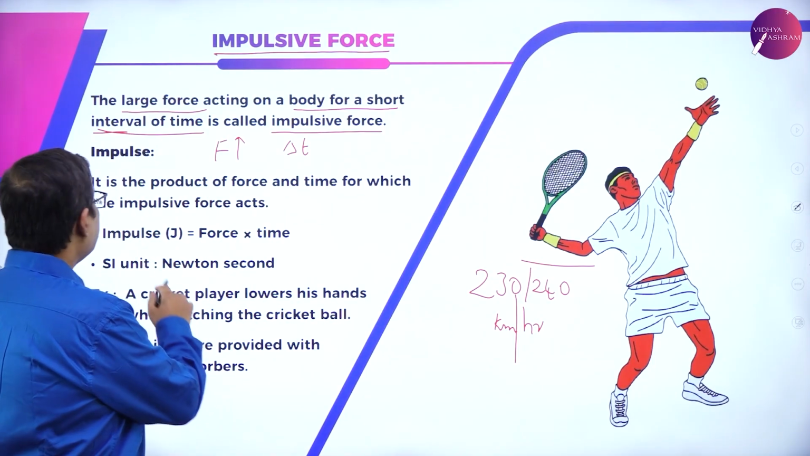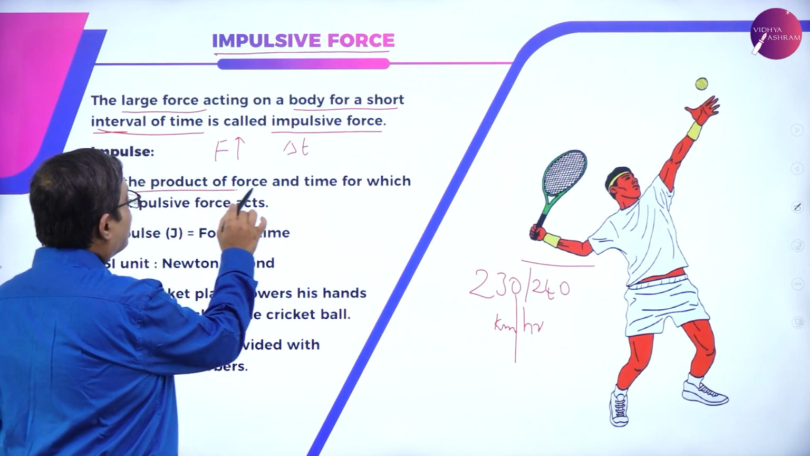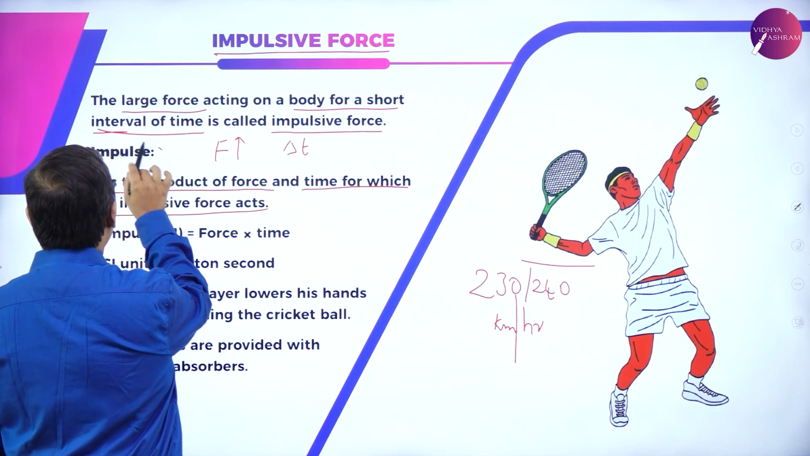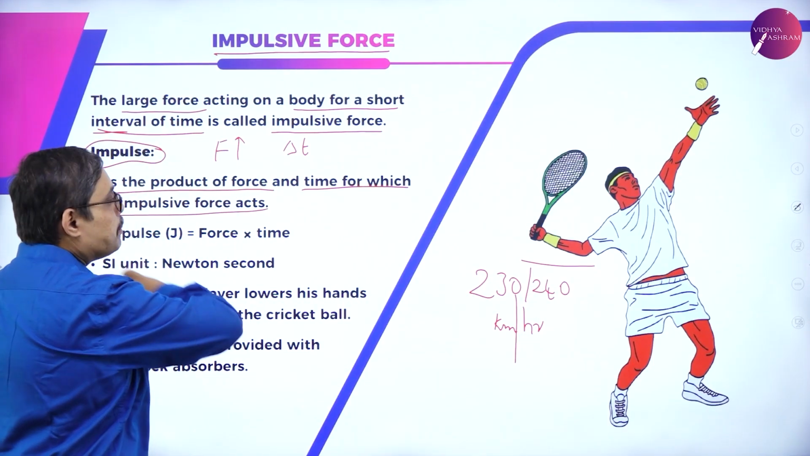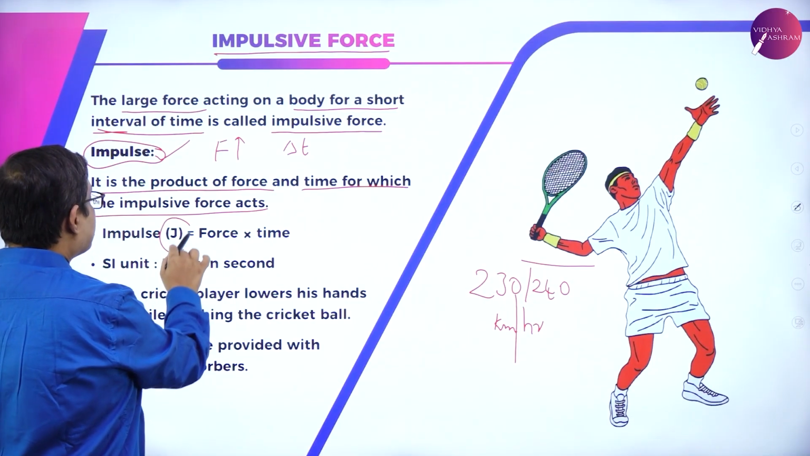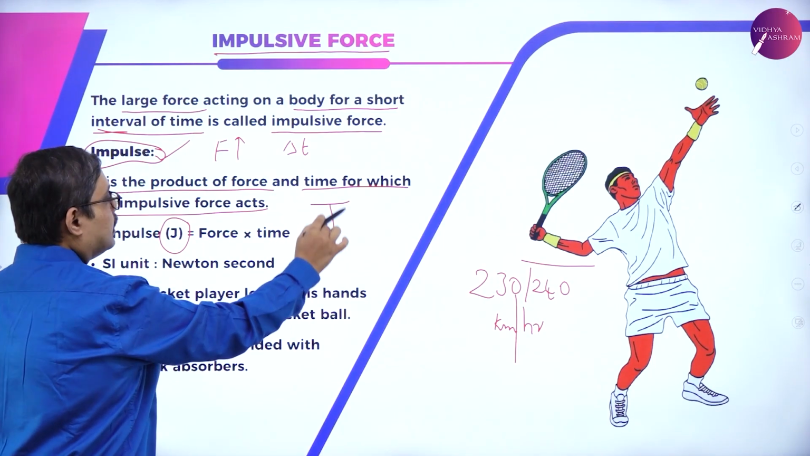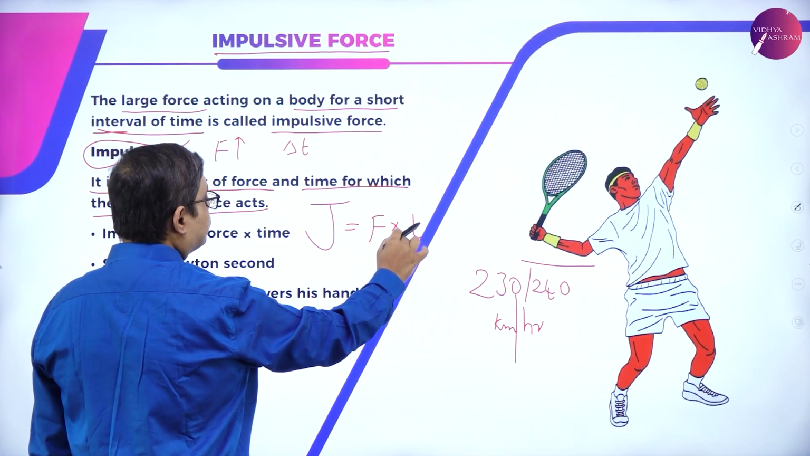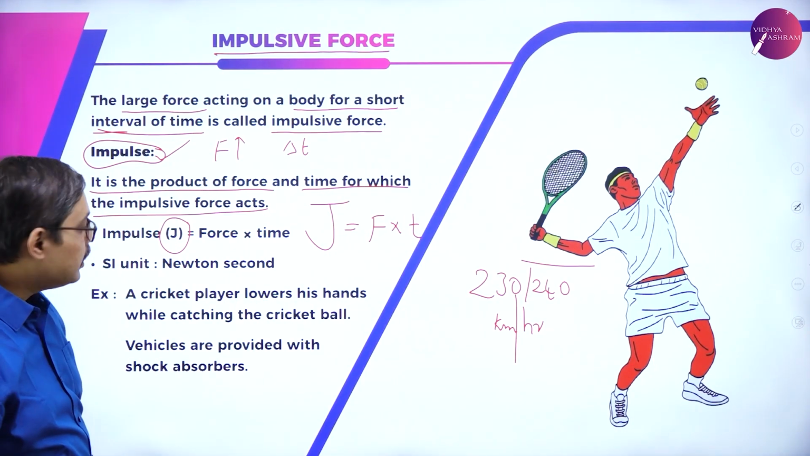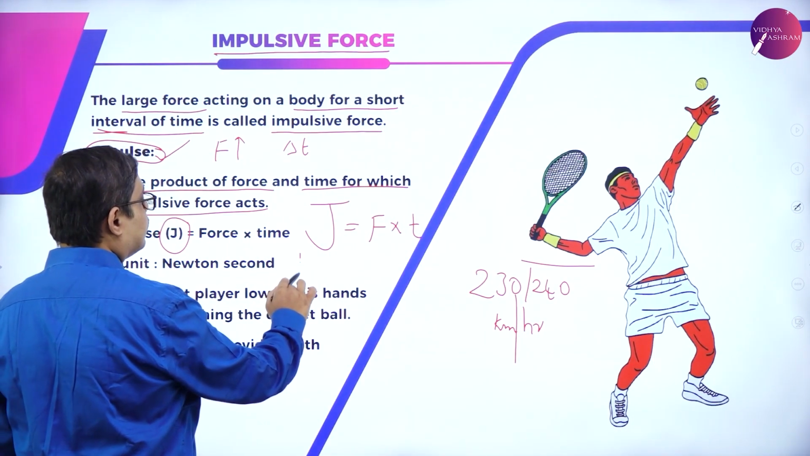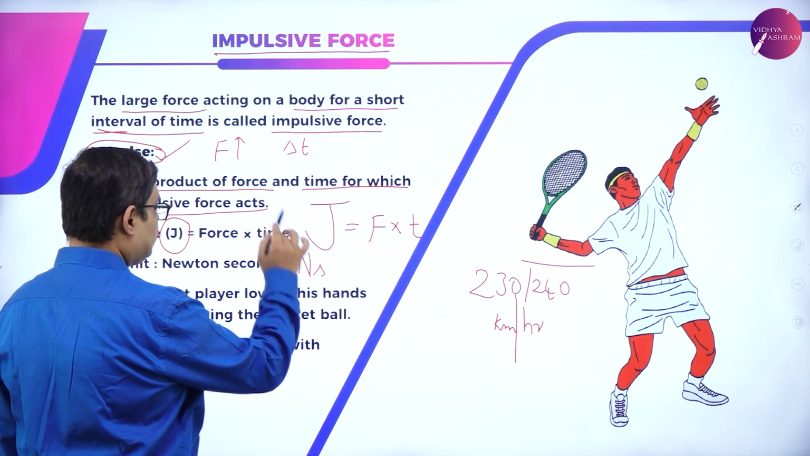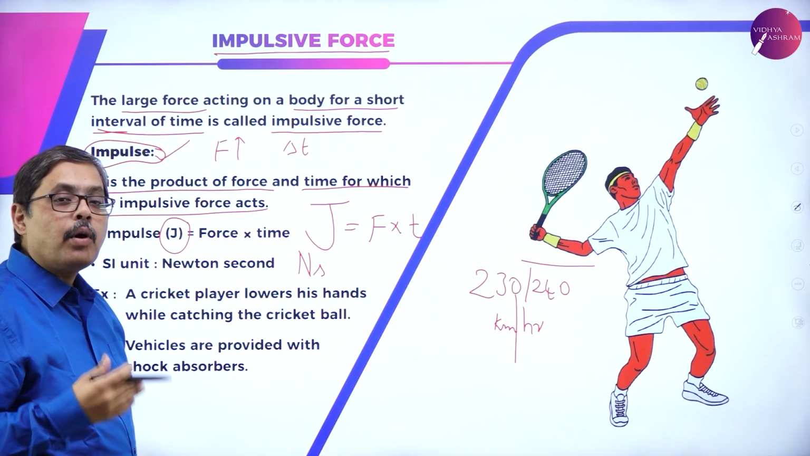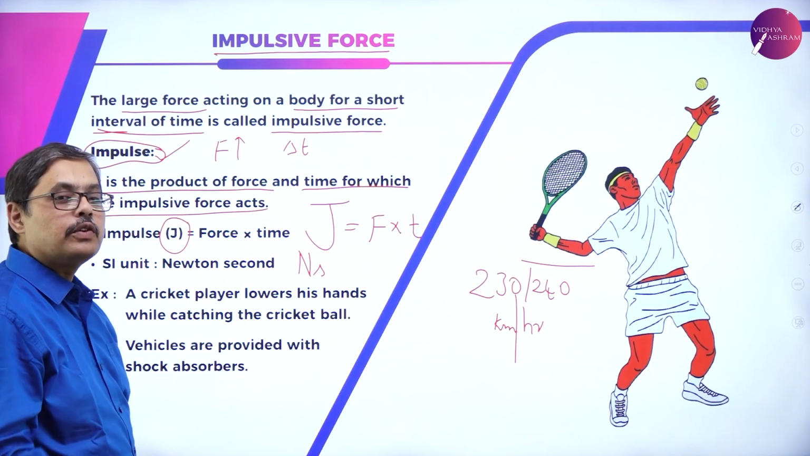What is impulsive force? It is the product of force and the time for which the impulsive force acts. It is also known by the name impulse. Impulse is represented by capital J. It is given by force into time. The unit is Newton second. So this is about impulse and impulsive force.